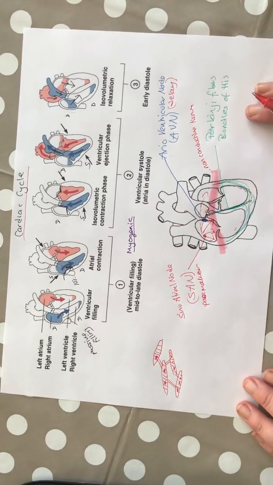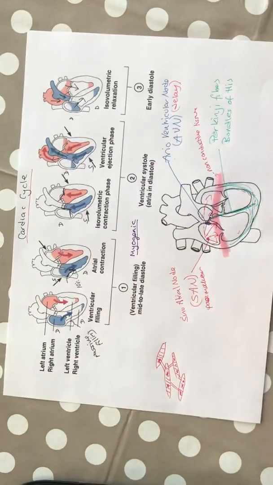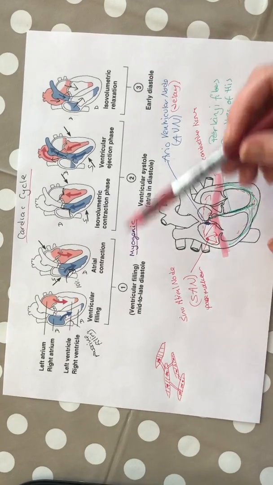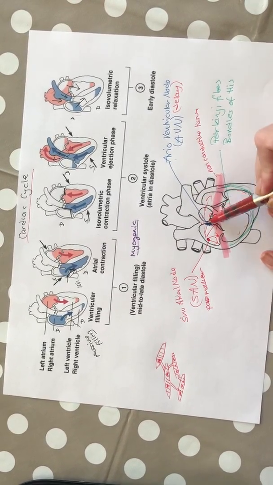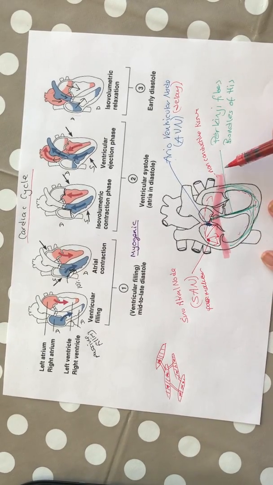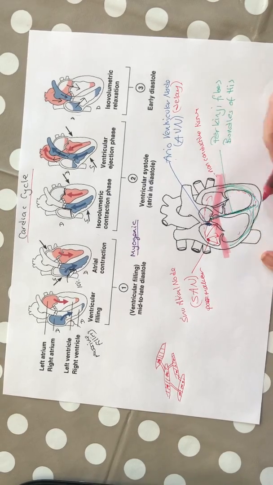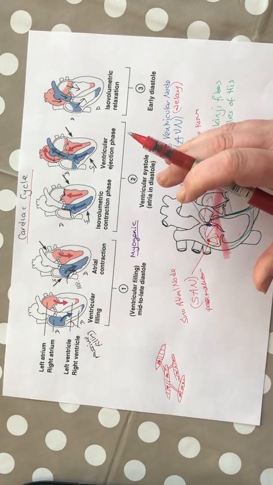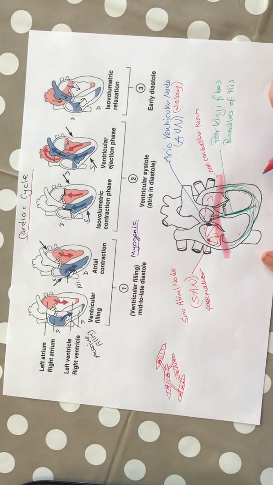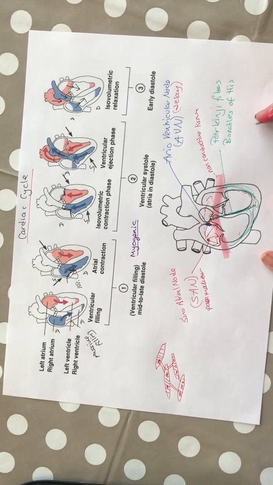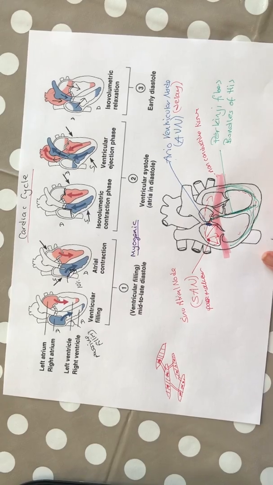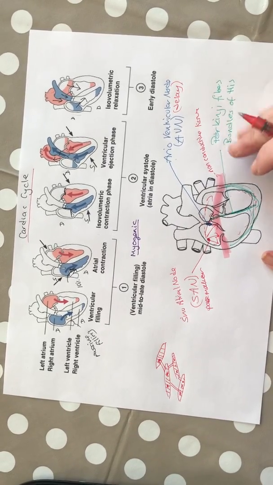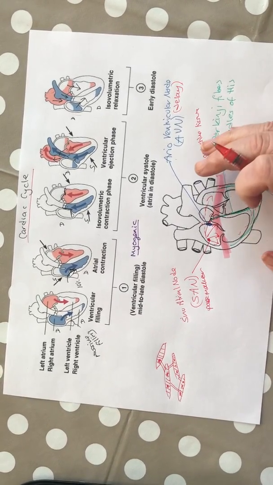So just in summary, so as you can see, it does all really fit together. So you've got your SAN up here, you've got your AVN here, you've got your non-conductive tissue that goes across, you've got your Purkinje fibres and your bundles of His that go up. Your Purkinje fibres collectively are called the bundles of His, and they are a cross between muscle and nervous tissue. They carry the electrical stimulation down and then radiate up.